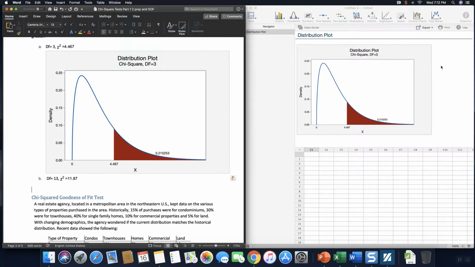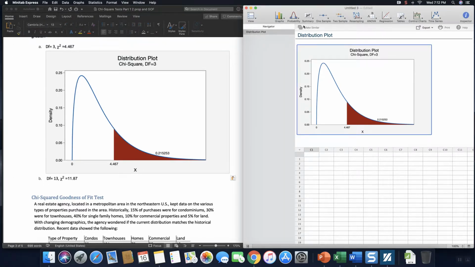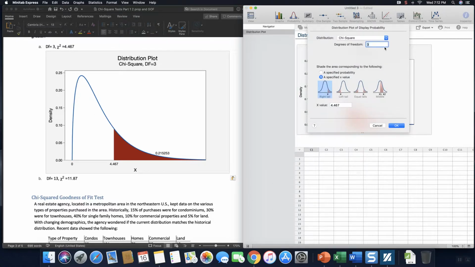Anyway, I like it when you repeat stuff in Minitab Express because you can just hit this Make Similar button. Look at that. Alright. My degrees of freedom needs to be 13. I need to change my value to 11.87.